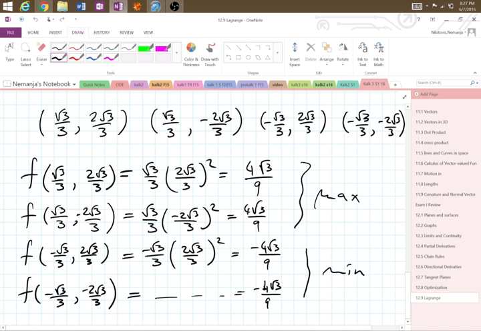So where is the maximum? Maximum is at root 3, 2 root 3 over 3. That's where the max is.